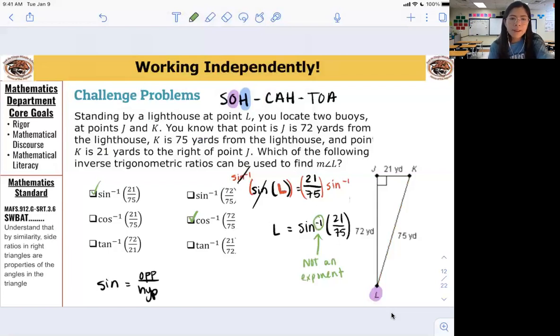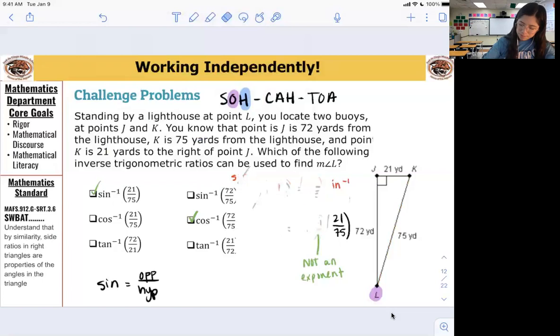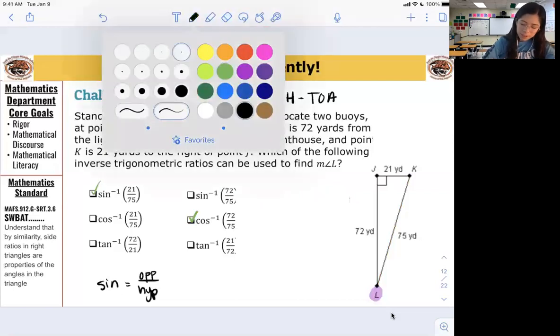Okay. So now, last one. Now we're going to do tan. We did sine, we did cosine. Let's do tangent. Who hasn't answered this question? I think Eric hasn't done this yet. So what would be the tangent of L, Eric?